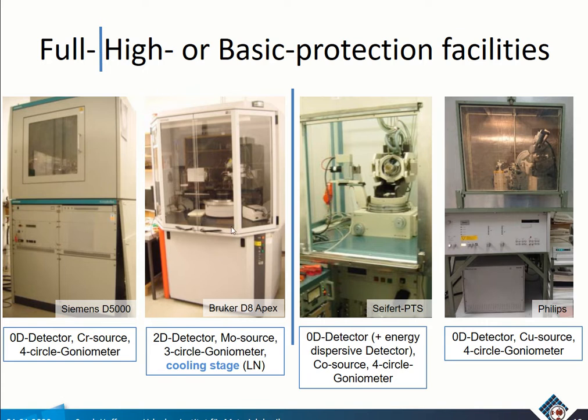That's quite special. The high and basic protection facilities are Seifert and also Philips facilities, where we have a cobalt source and a copper source. So if the other facilities are highly booked, you can also use these simpler machines, which are also capable of doing quite nice scans.